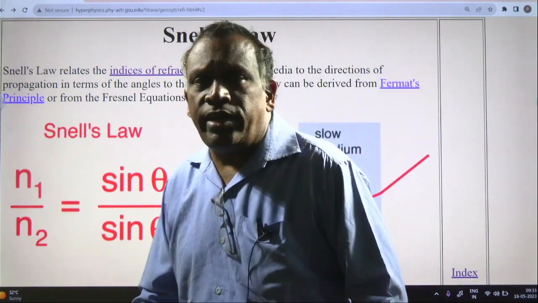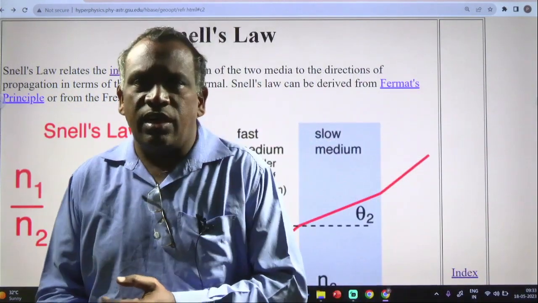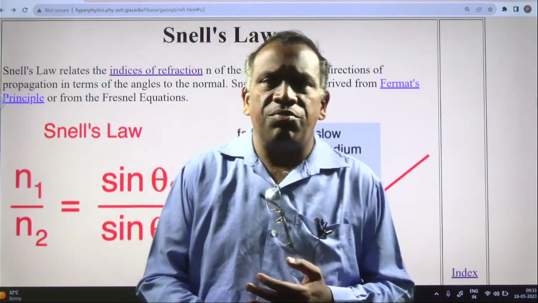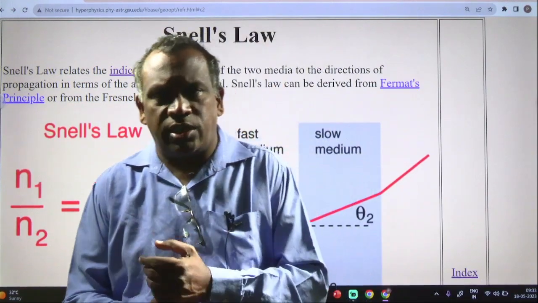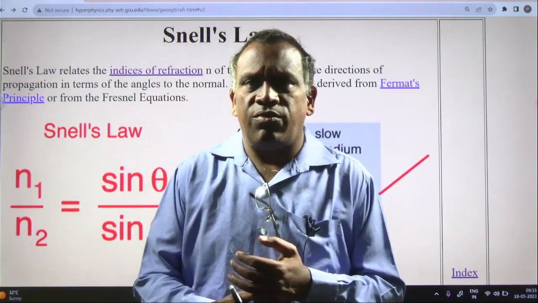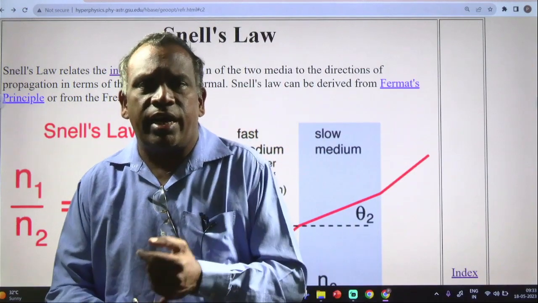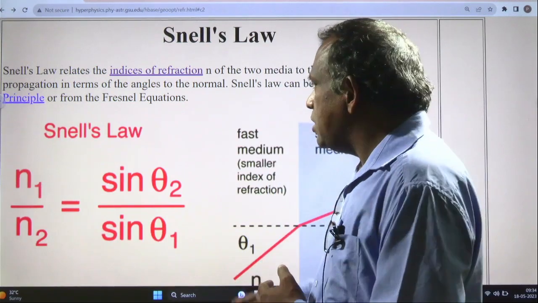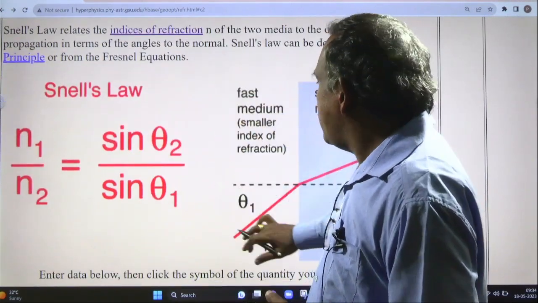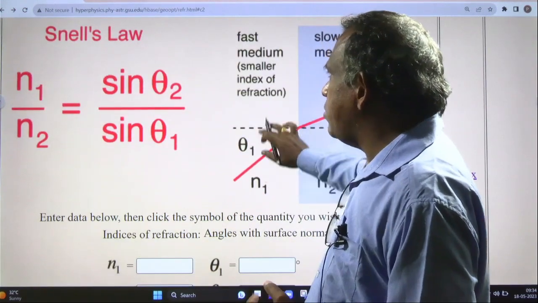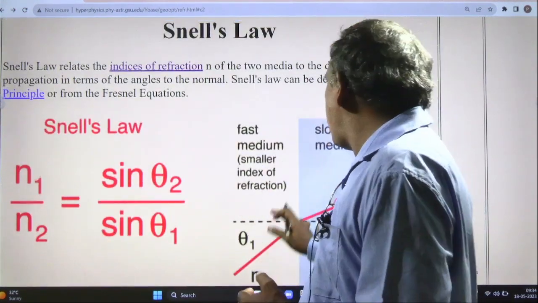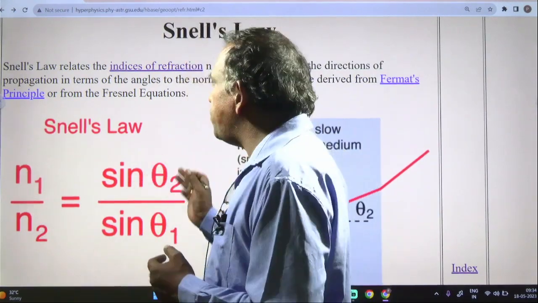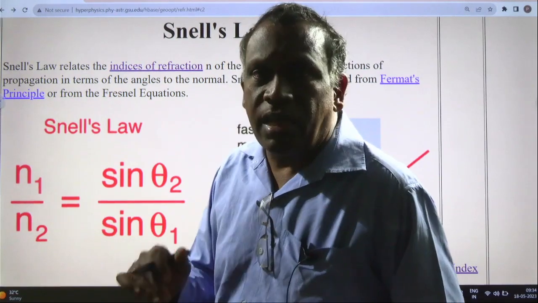Another important law is Snell's law. In refraction, the laws of refraction are like the laws of reflection. There are two laws. The first one is that the incident ray, refracted ray and normal all lie in the same plane. The second law is that the angle of incidence and angle of refraction are related by Snell's law.